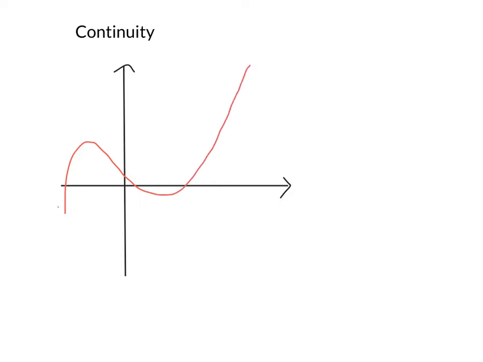Now we're going to add arrows onto the end. That doesn't really count as picking up our pencil. That just counts as saying that that behavior continues. So that's an example of a continuous function. Let me show you some examples of things that aren't continuous functions.